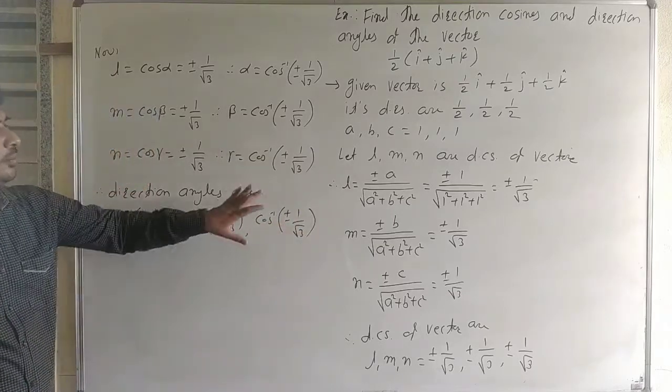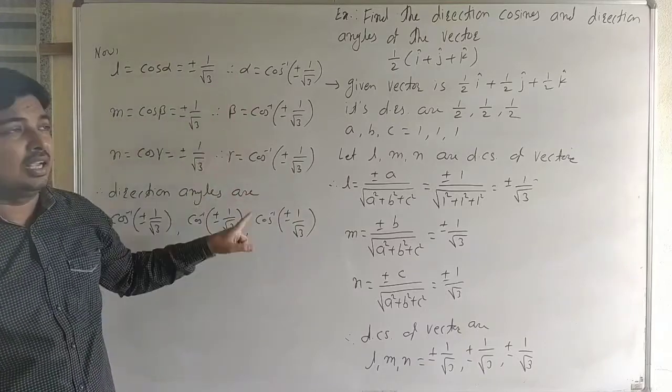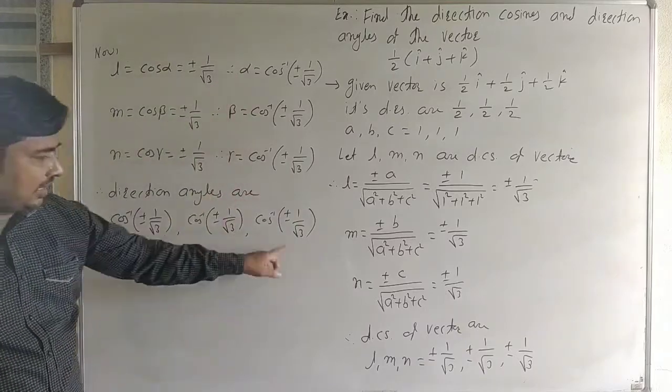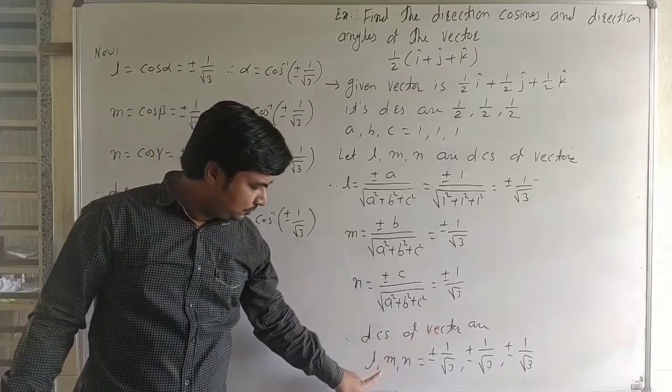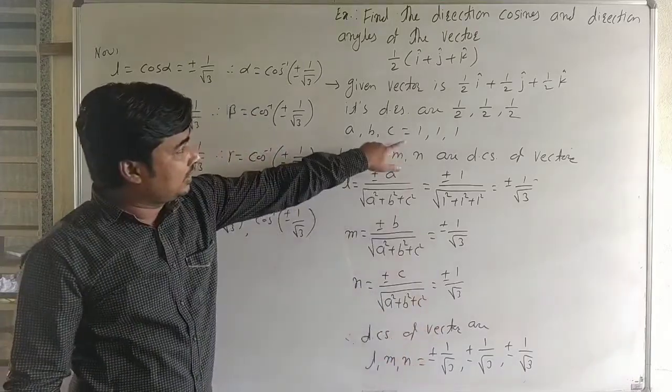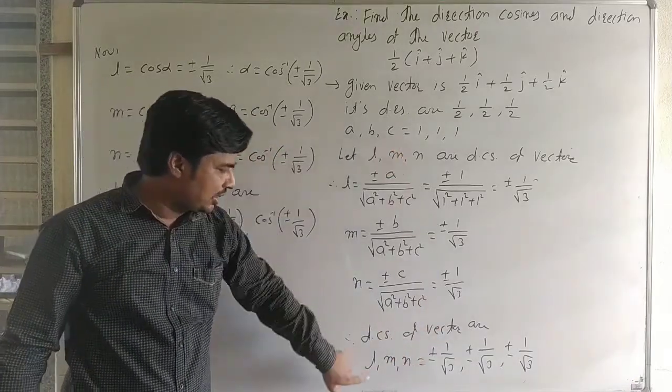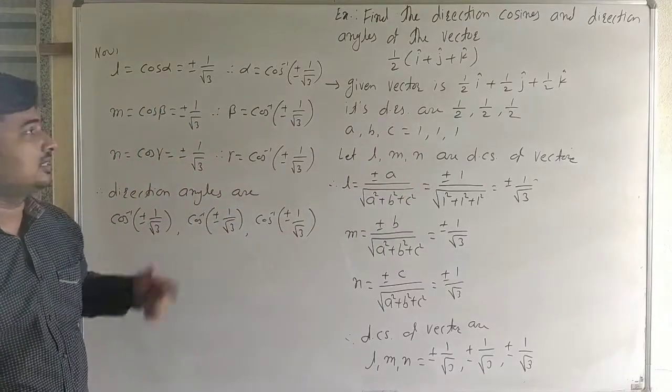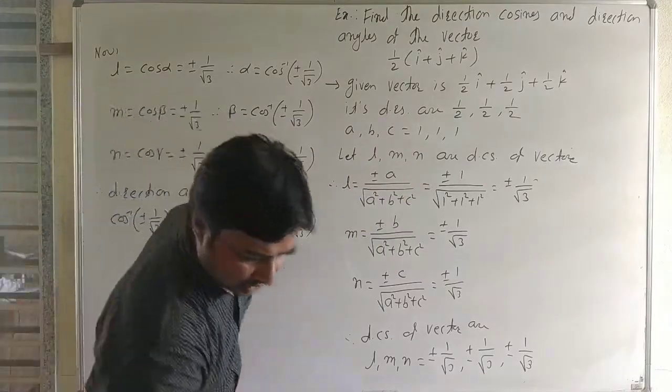All three angles are the same, alpha, beta and gamma. Okay. Here are the direction angles, and it is the direction cosines. Okay. And it is the direction ratios, direction cosines, and it is the direction angles. Okay. Now we see the next example.